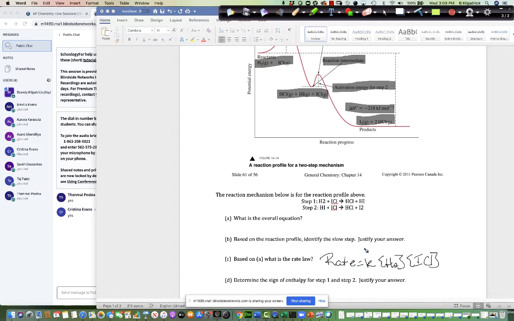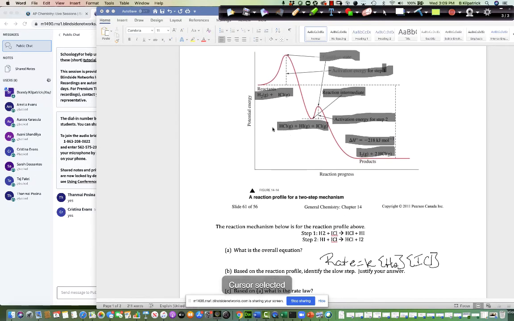Okay, so then determine the sign of the enthalpy for step 1 and step 2. So when I look at this, overall, this reaction should be exothermic because my reactants are up here, my products are down here. My products have less energy than my reactants. So that means that energy has to be released.